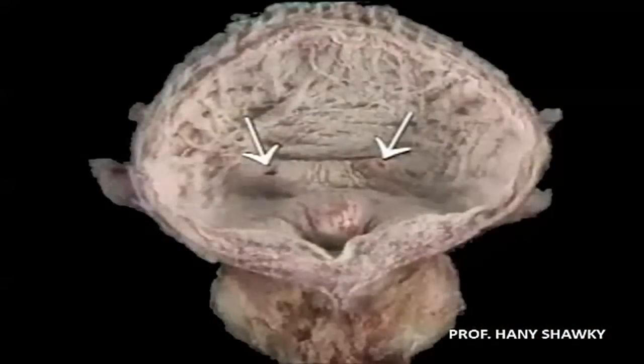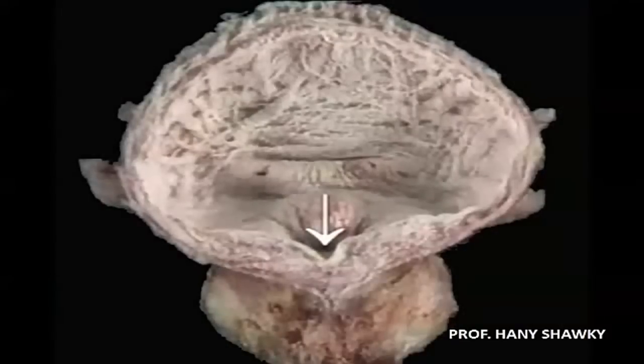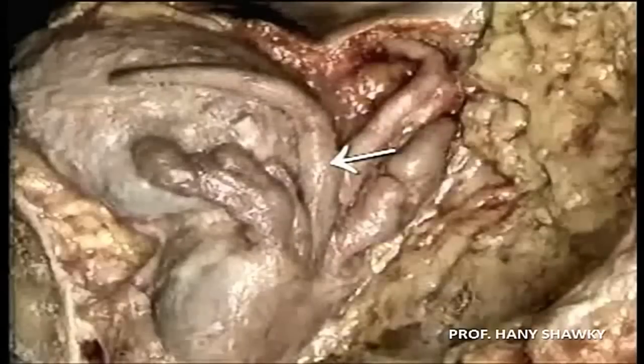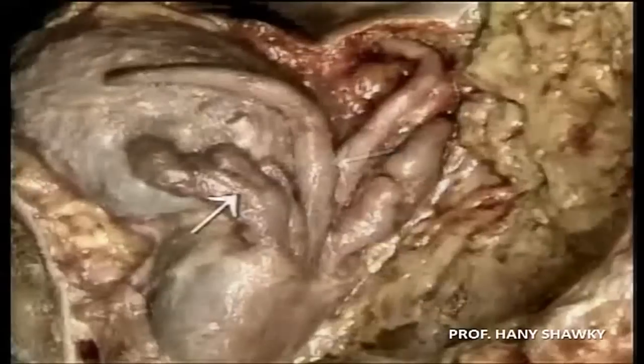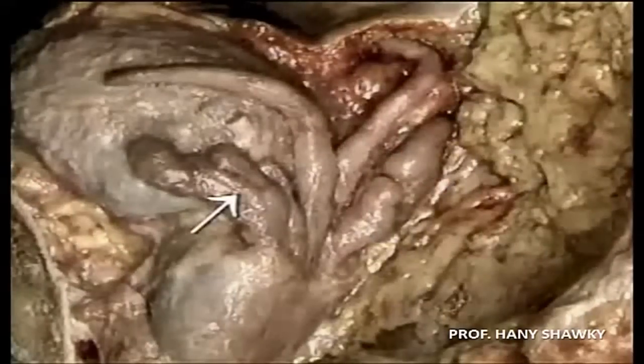This is an opened urinary bladder showing the two ureteric orifices and the internal urethral meatus. On the back of the urinary bladder, this is the ampulla of the vas deferens, and lateral to it, on each side, there is a seminal vesicle.